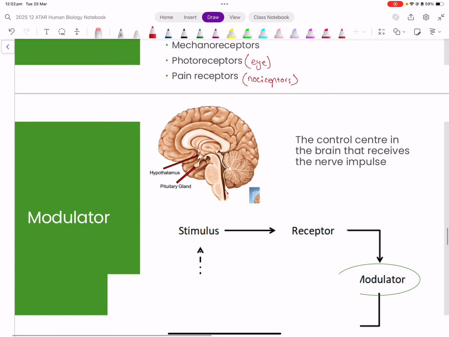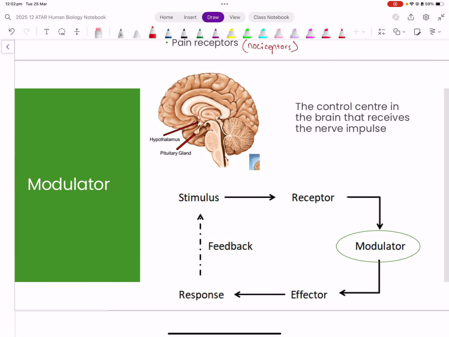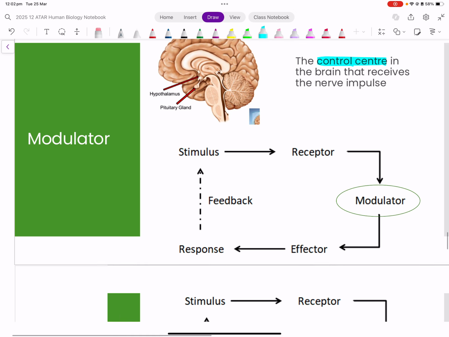Moving on down from our receptors, we head to the modulator. Now the modulator, another name for this modulator anyway, is the control center. And it's the control center because it's what receives that information from the receptor and creates an action going for it. So in the case of thermoregulation, we're going to be looking in detail at the hypothalamus. This is the control center. This is the modulator. When we look at, say, blood gas levels, so things like carbon dioxide concentration and hydrogen ion concentration, we're going to be looking at the medulla oblongata. Okay? So the modulator is the control center.